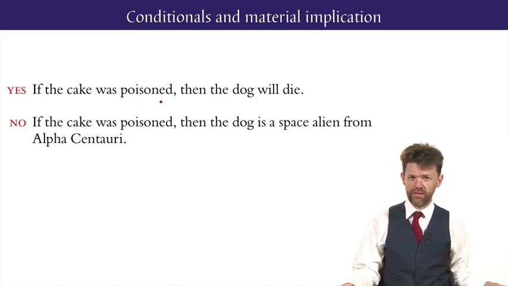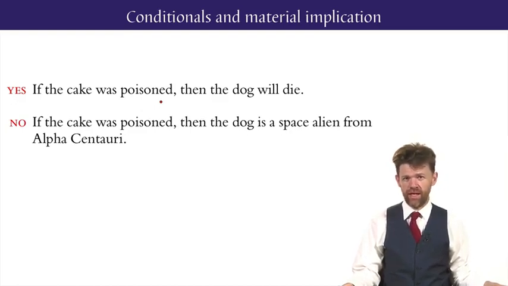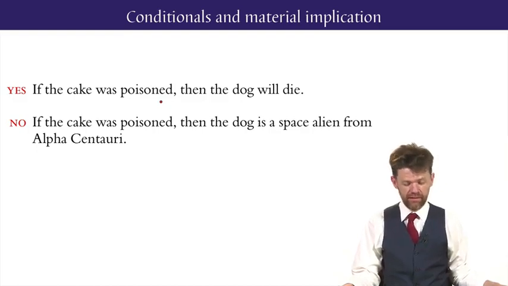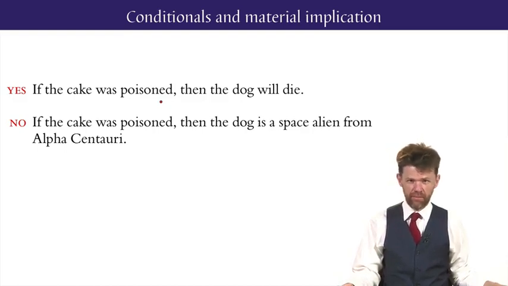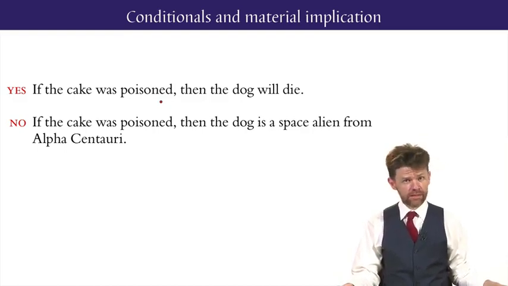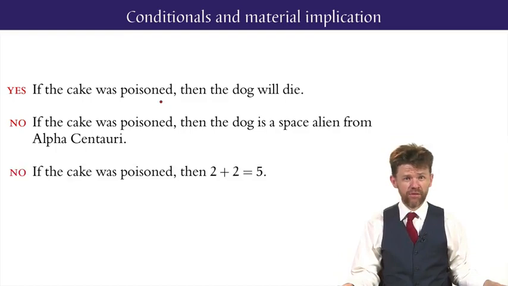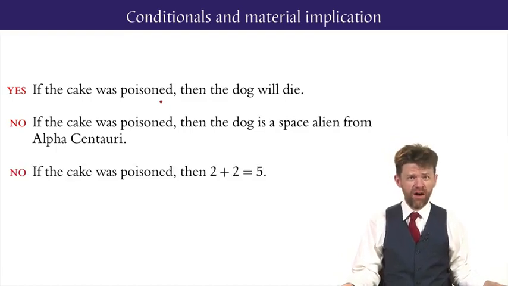But if the truth table for the conditional gives us an account of if-then, of when an if-then sentence is true, then both of these sentences are true in the circumstance where the cake wasn't poisoned, at least in the case where the dog won't die and the dog isn't a space alien from Alpha Centauri. And so if the cake was poisoned, then 2 plus 2 is 5.